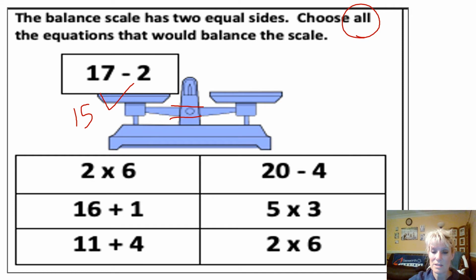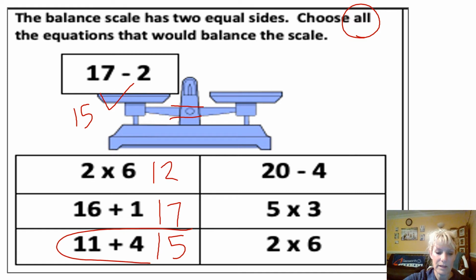I want you to notice that it says that I have to choose all the equations that would balance the scale. So 2 times 6 is 12. 16 plus 1 is 17. 11 plus 4: 12, 13, 14, 15, is 15. That would help balance the scale.